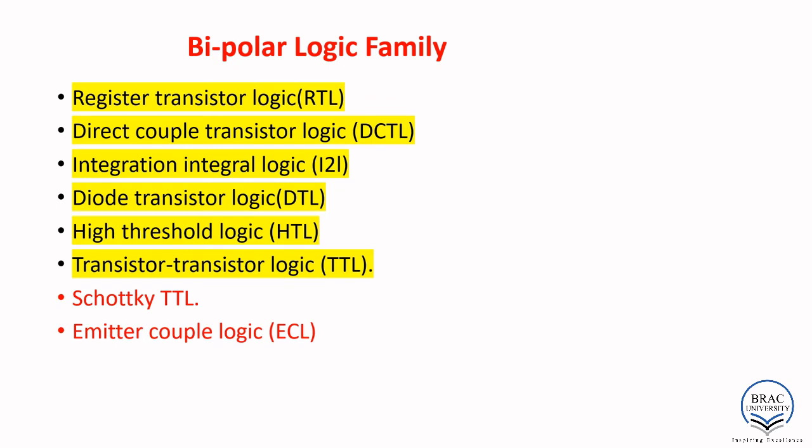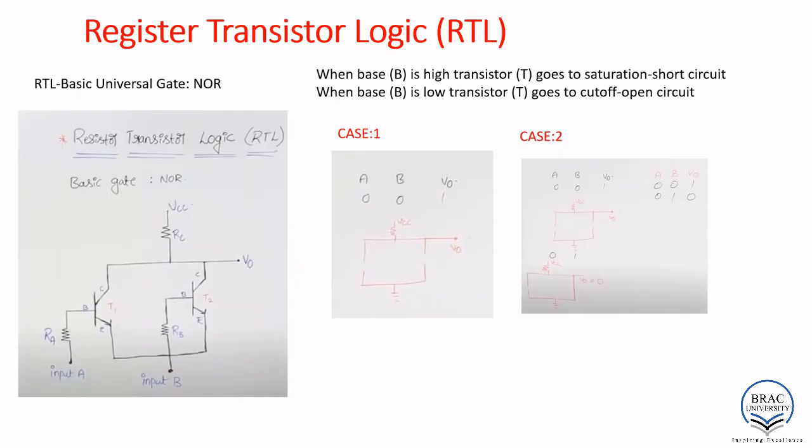So in the next couple of slides we will discuss the bipolar logic families, like resistor transistor logic RTL, direct coupled transistor logic DCTL, integrated injection logic I2L, diode transistor logic DTL, high threshold logic HTL, transistor transistor logic TTL, Schottky TTL, emitter coupled logic. So, resistor transistor logic, or RTL.